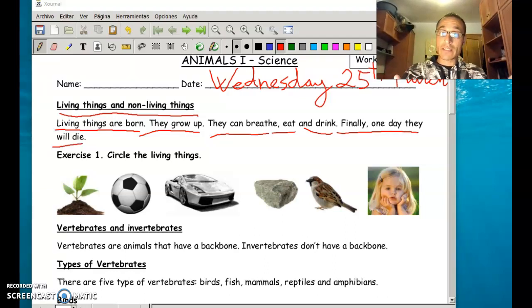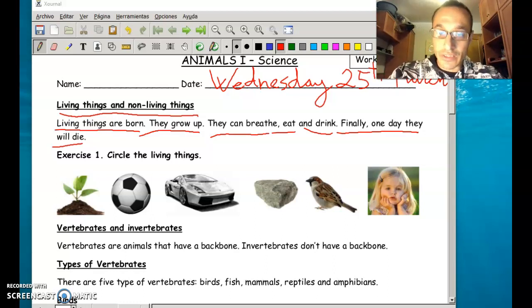So we have living things that can do all that. They are born, for example, you are a living thing, you were born, and I am a living thing. I was born, I grew up, you grow up, right? You breathe, you eat, you drink, and one day you will die. And we're going to see this with this example, this exercise.